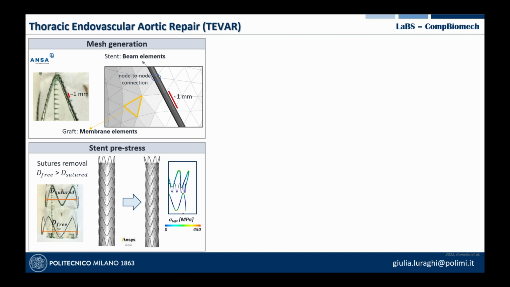Interesting is that we observe that the diameter of the free struts is bigger with respect to the diameter of the sutured, so the nominal diameter of the device. So this means that the struts have a pre-stress on the final device. And so we analyzed the diameters, and we used a finite element simulation to replicate this important pre-stress on the struts. This is very important because this impacts the final radial force and the pressure that the stent, the device, has on the domain, for example, on the aorta.